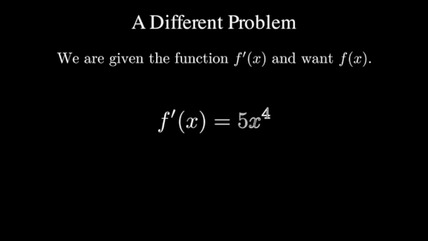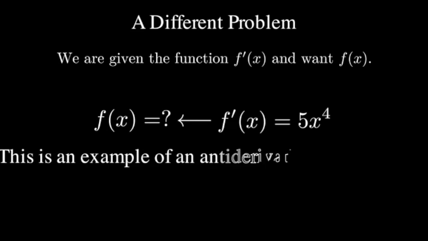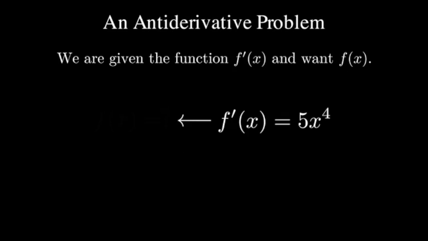What if it went the other way? What if we knew that f prime of x was 5 times x to the fourth power and we were asked for an f of x? This is an example of an antiderivative problem. It gives us a function which is known to be a derivative, f prime of x or dy dx, and asks us to find the original function which would produce this derivative.